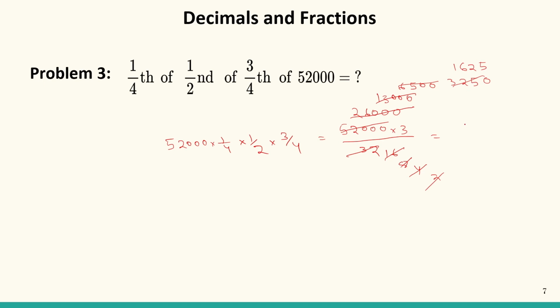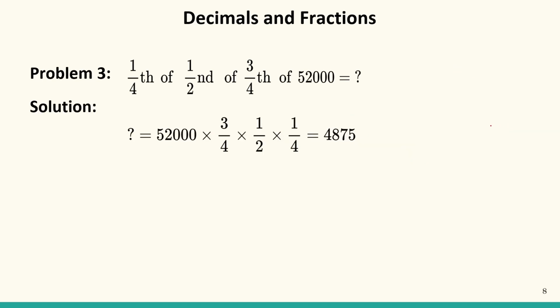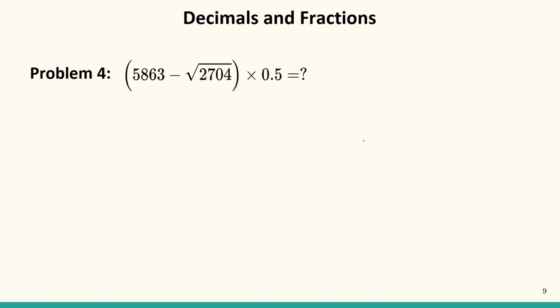So the answer will be 1625 into 3, right? 1600 into 3 is equal to 4800, and 25 into 3 is equal to 75. Adding them up, we are left with 4875. This is the final answer. So it was a very basic one. Let's jump into the next problem.